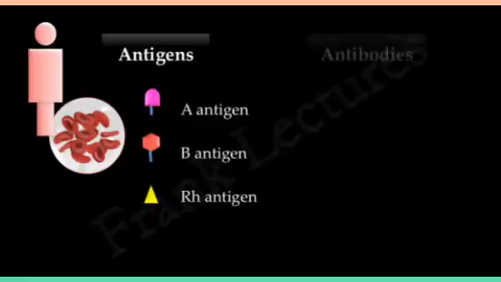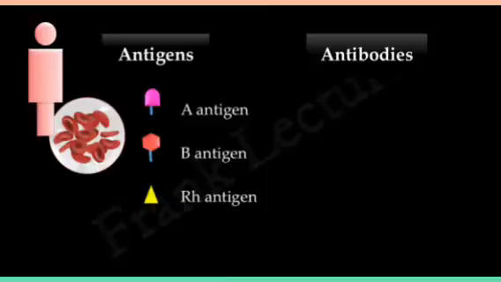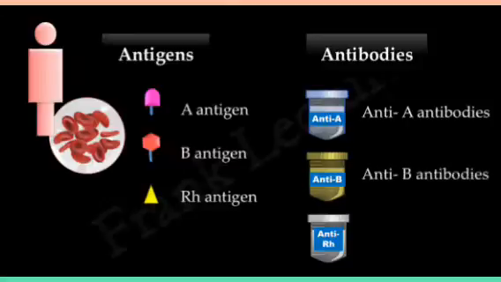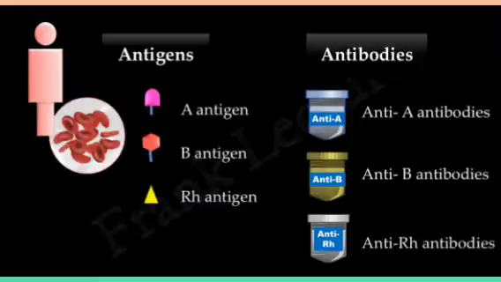Next, we will need antibodies specific to these red blood cell antigens. So, here we have 3 reagents labeled anti-A, anti-B and anti-RH. The reagent labeled anti-A contains antibodies against A antigens. Similarly, the anti-B reagent contains antibodies against B antigens. The reagent labeled anti-RH contains antibodies against RH antigen.